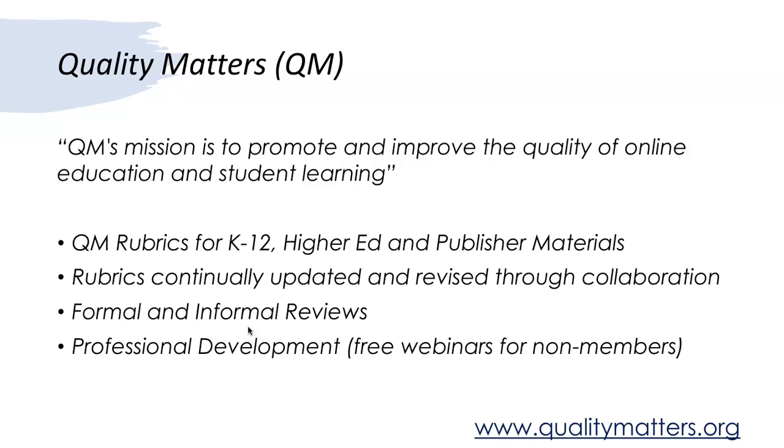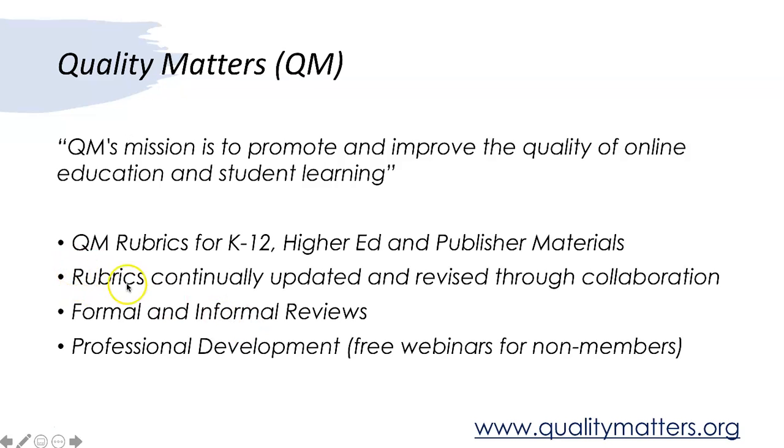They have Quality Matters rubrics for K-12, higher ed, and publisher materials for both K-12 and higher education. They have rubrics that are continually updated and revised through collaboration, so they maintain that quality. They basically look at the best practices and they make sure that the rubric is consistent with the current understanding of online teaching and learning and how to best serve our students. They do have formal and informal reviews, and to use these rubrics, your institution, or you as an individual, will need to have some sort of membership to use them.